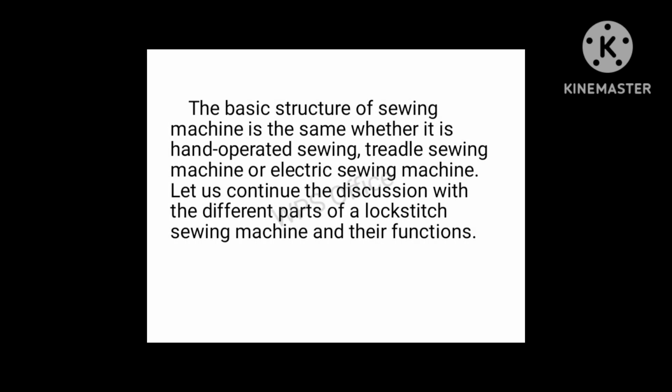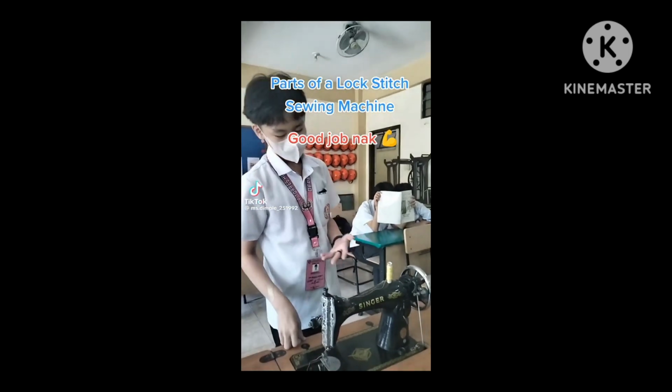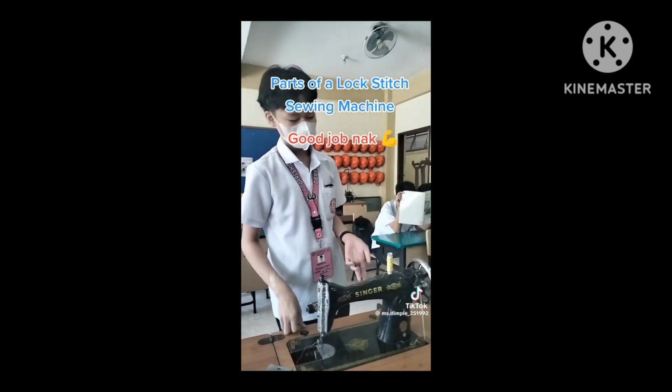The basic structure of a sewing machine is the same whether it is a hand-operated, treadle, or electric sewing machine. So let us continue the discussion on the different parts of a lock stitch sewing machine and their functions. So I want you to show a video. Here are the parts of a sewing machine.